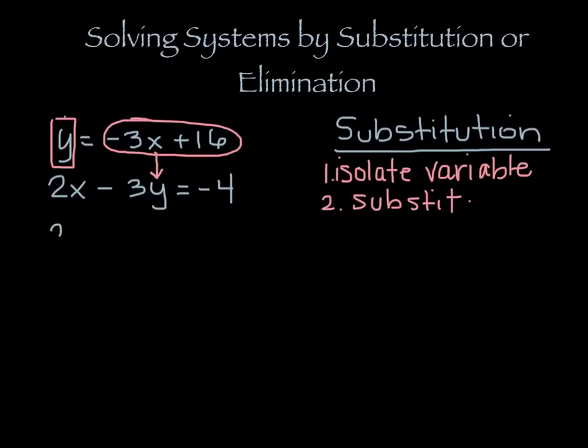And I'm going to rewrite this as 2x minus 3, but instead of y, in parentheses, I'm going to write negative 3x plus 16 equals negative 4. And if you notice, I now have only an x. And so I'm now going to solve this for x. So we've been solving equations, so my first step has to be to distribute.